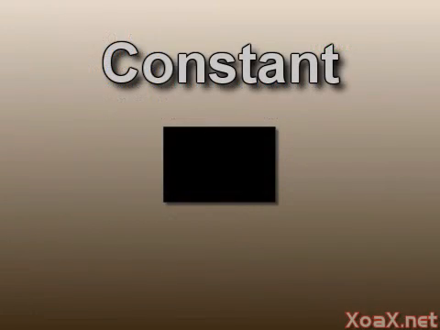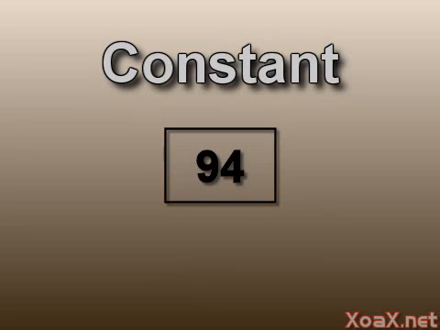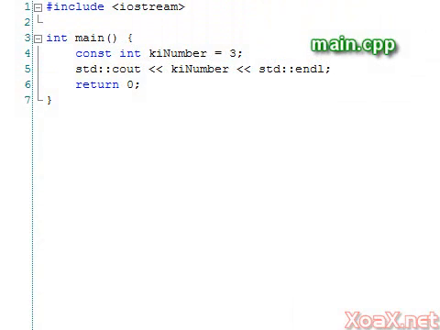Like variables, constants can hold values too. However, the value of a constant cannot be changed after it is created. Keeping with our analogy, a constant is like a box that we can look into but not change the contents of. Here's our second program.